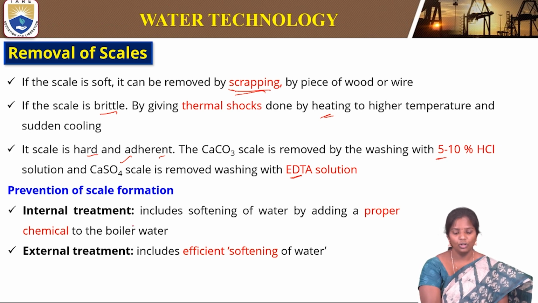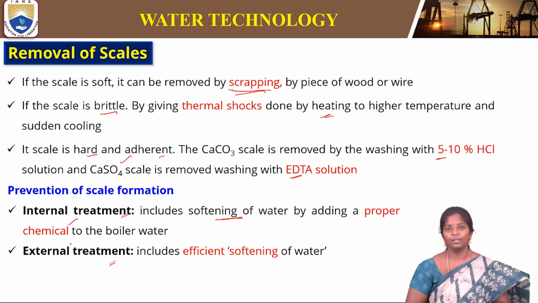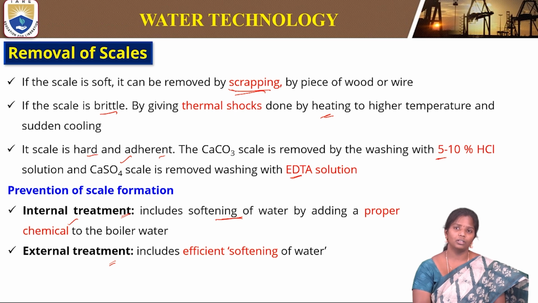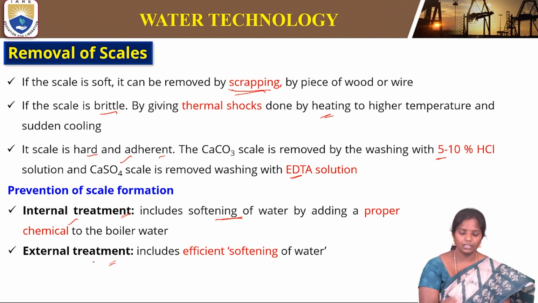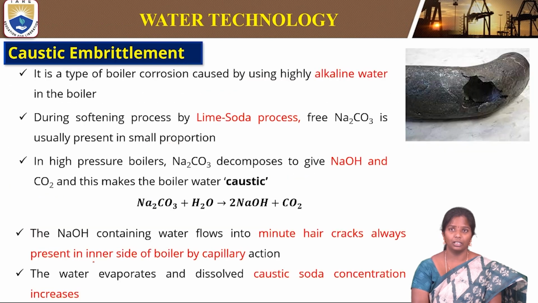Prevention: the important thing is that we have to prevent. Prevention is better. There are different treatments used for prevention: internal treatment and external treatment. Internal treatment is the softening of water by adding proper chemicals to the boiler. For example, if we keep feeding hot water to the boiler, there should be some treatment done during its operation, so we can use chemicals added to the boiler water during operation. Or the external treatment: before feeding the water to the boiler, we have to soften the water. We will see the treatments in detail.